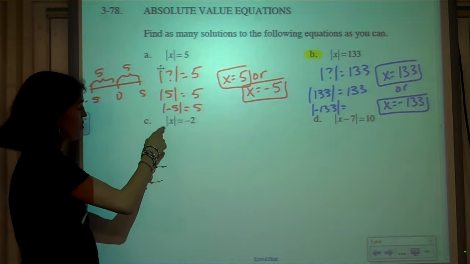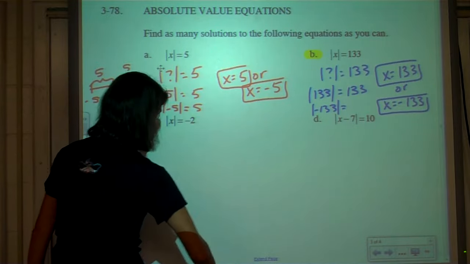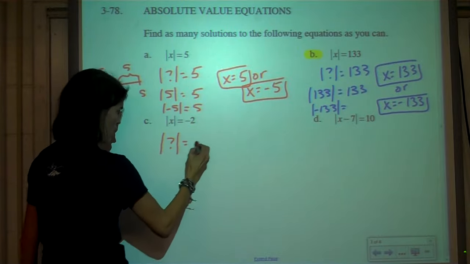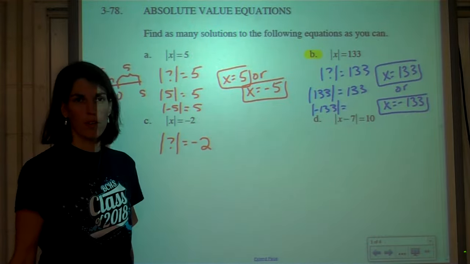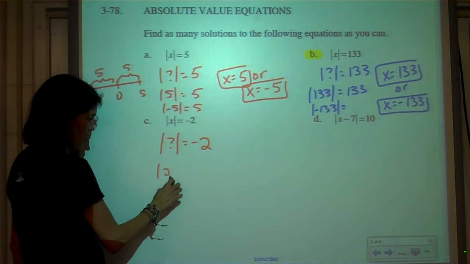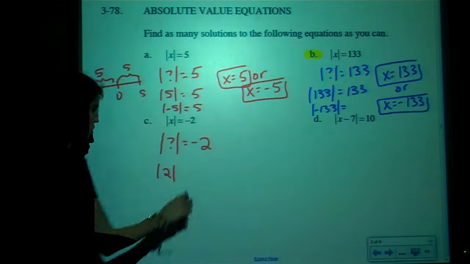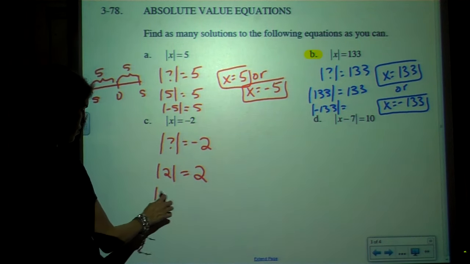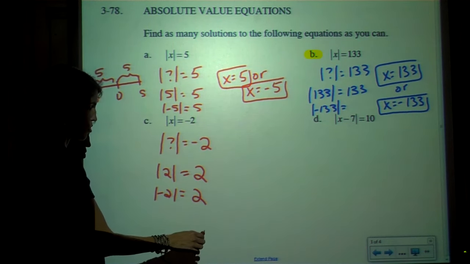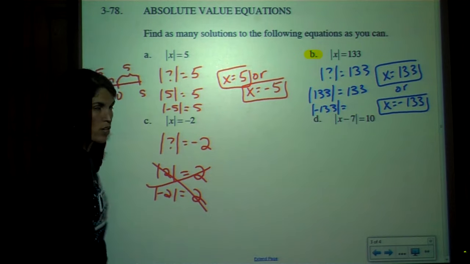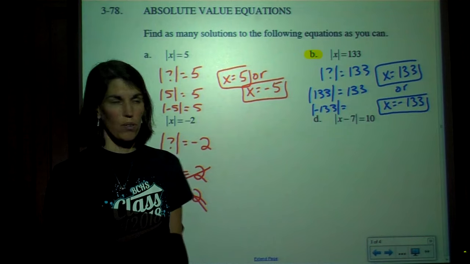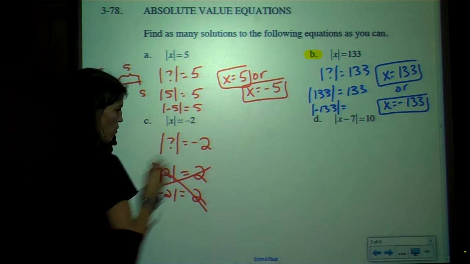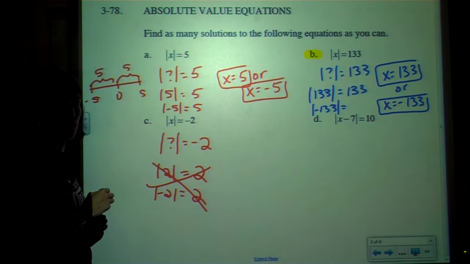What about this one? The absolute value of what number gives you negative 2? Is it 2? What's the absolute value of 2? No, that's 2. What's the absolute value of negative 2? That's also 2. So the question is, is there any absolute value that will equal negative 2?